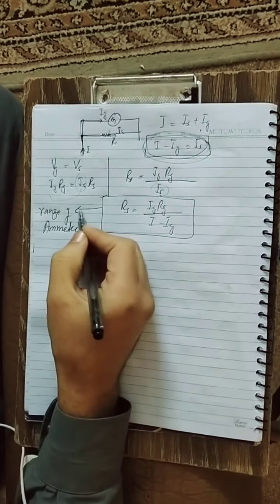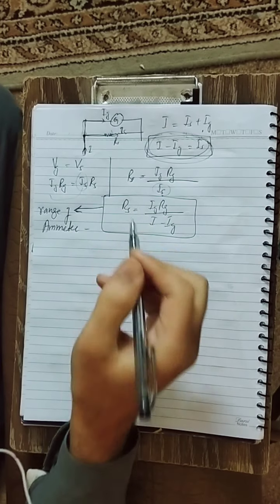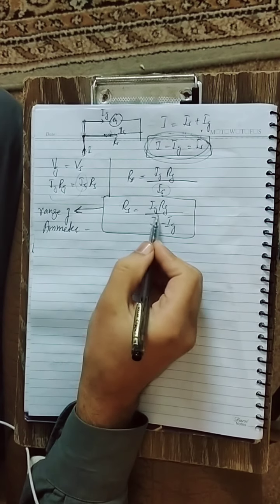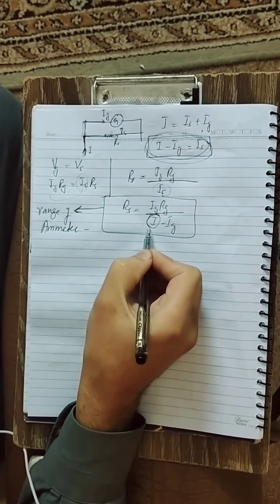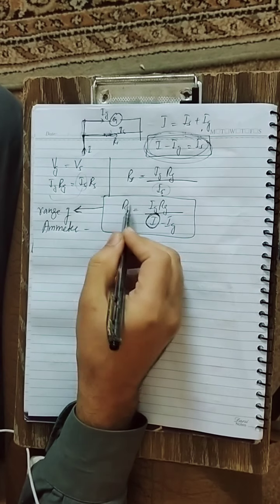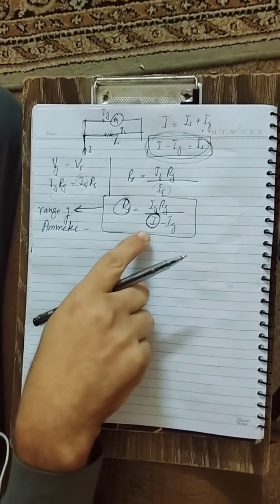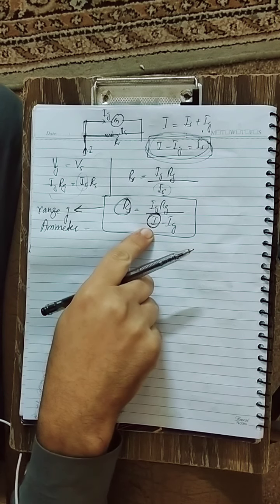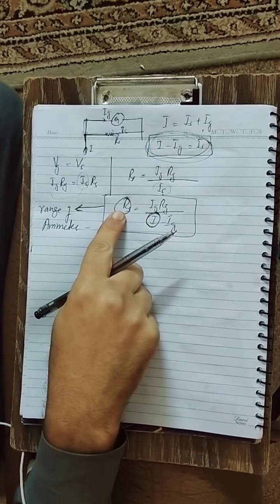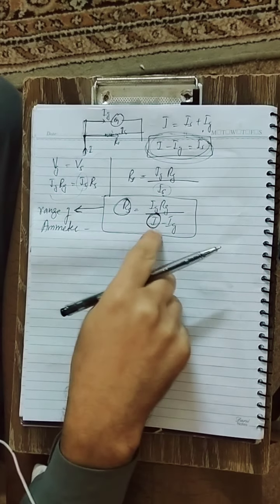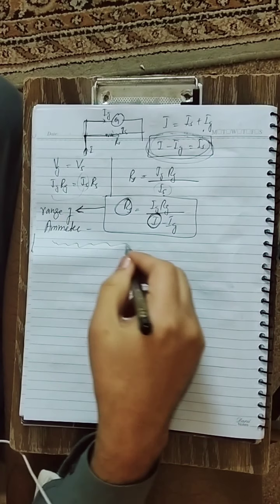This equation shows that if you want a larger range ammeter, the shunt resistance will be very, very small. If you want to make a smaller range ammeter, you should connect a larger shunt resistance. So this equation shows the range of ammeter.